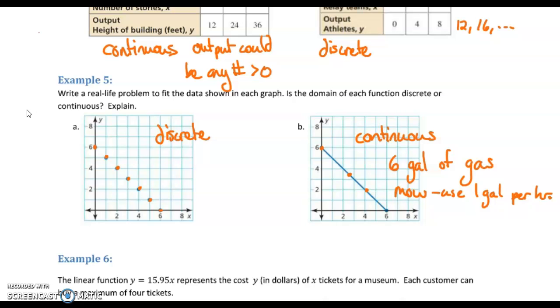And so all of these points on here are possible because you can mow for individual amounts of time, based on minutes, seconds, hours. And you can also have different amounts of gallons of gas. You don't just have to have exactly 5 gallons. You can have 5.2 gallons. So that is continuous.